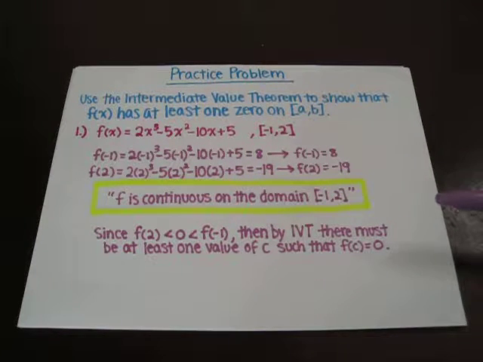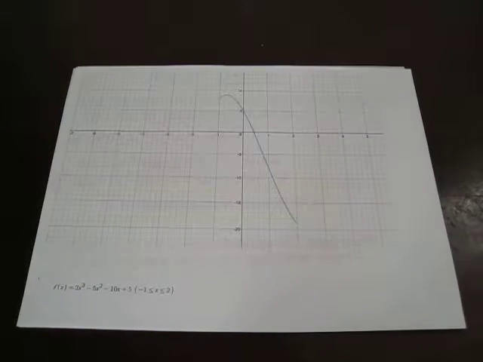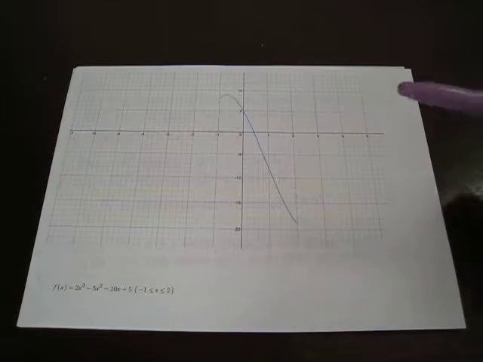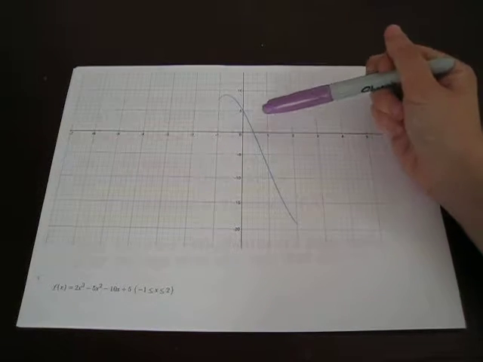And then for your answer, you would write a statement similar to this. Since f of 2 is less than 0, which is less than f of -1, then by IVT there must be at least one value of c such that f of c equals 0. And here's a graph of that last problem, and you can see that there is a root in the interval, which we just proved.